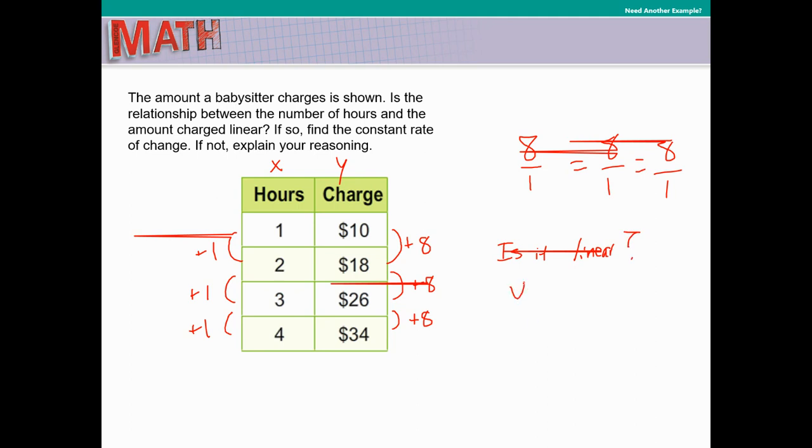You should have said yes. Yes, it is linear because we got the same ratio each time. 8 over 1. Now, what's the rate of change? What's the constant rate of change in this problem? I'll abbreviate ROC for rate of change. We should have said $8 for every 1 hour.